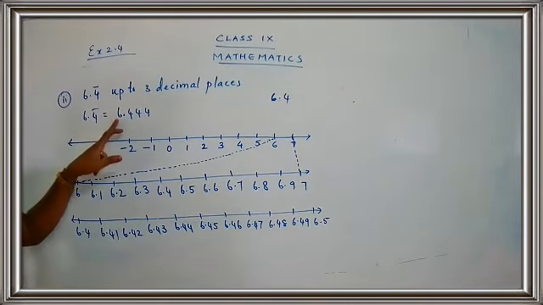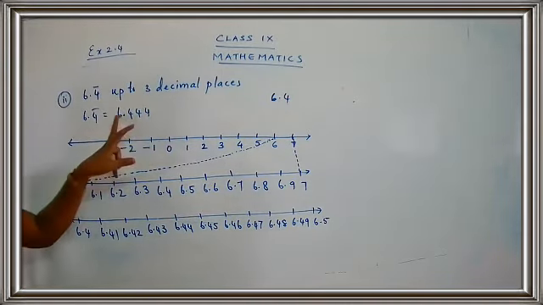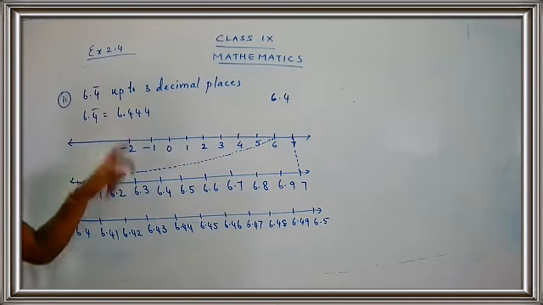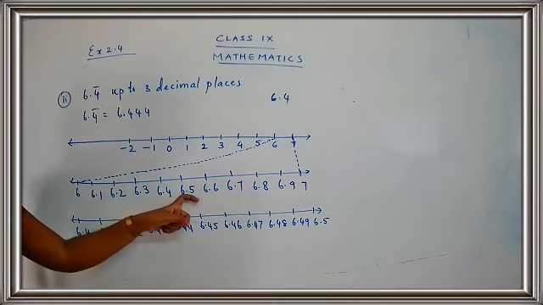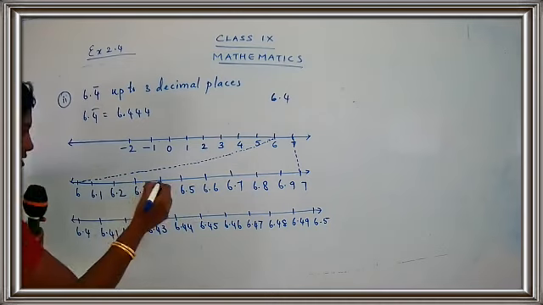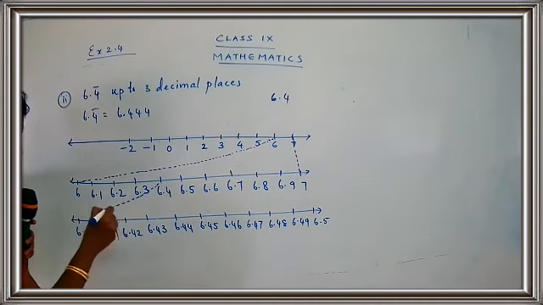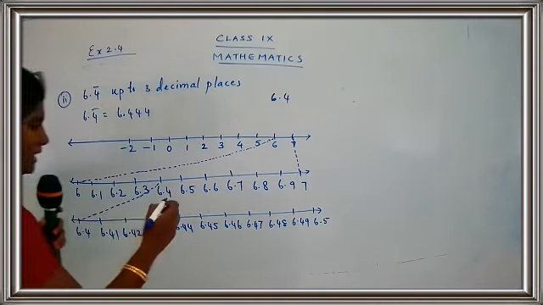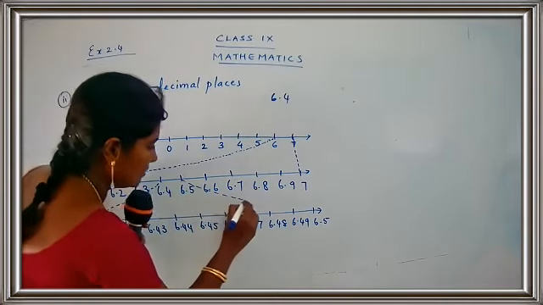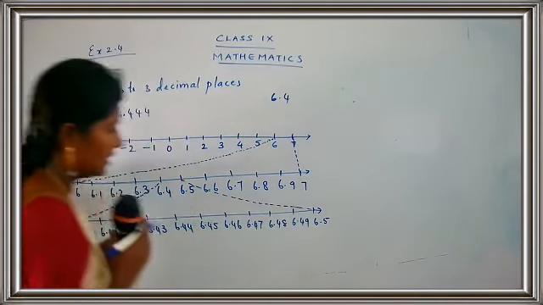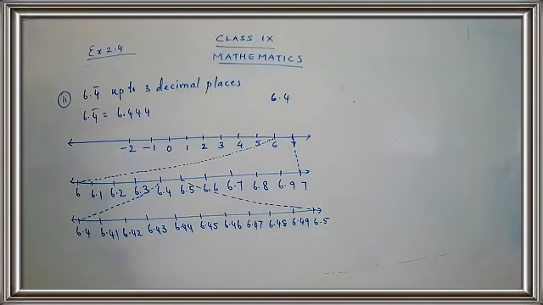So I took the first number 6 and the next number 7. I took 6.4. What is the next number of 6.4? 6.5. So you join these two numbers. I have joined 6.4, and you have to join 6.5. Here, 6.5. Completed.